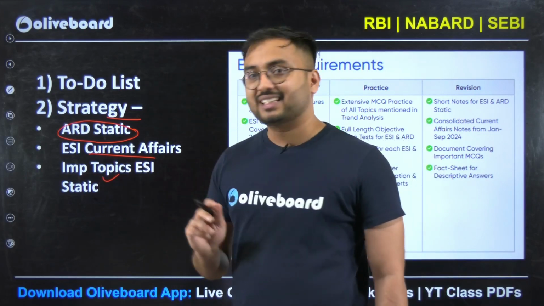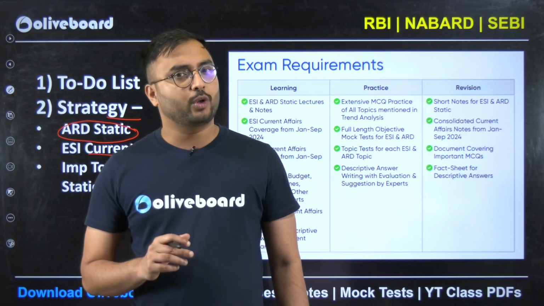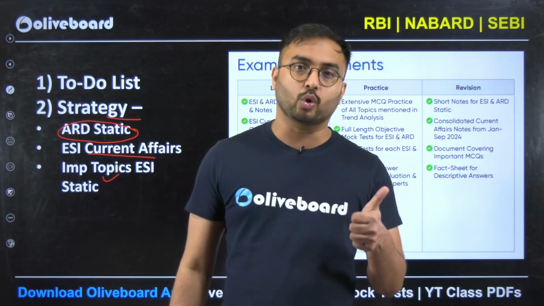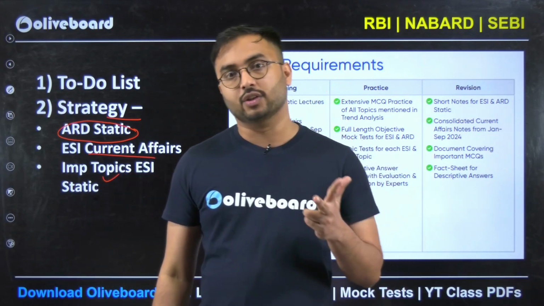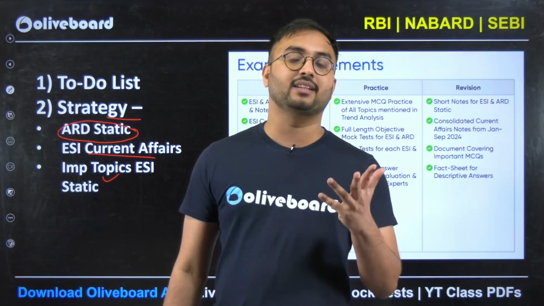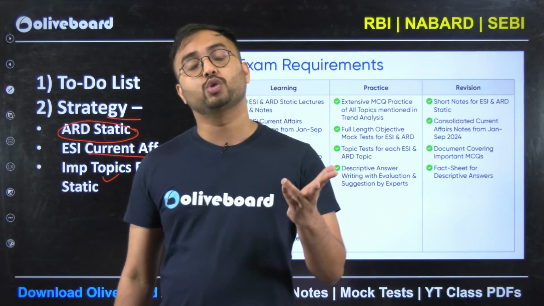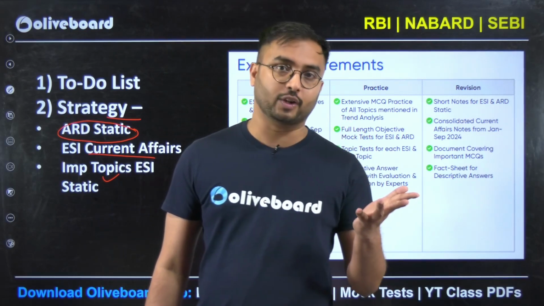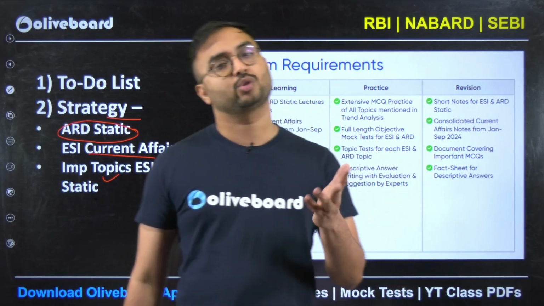Important topics for ESI static are also there. Which are these important topics? First is economic growth, development, international institutions, and then even some of the other ancillary topics such as the social issues topics and demographic topics like migration, urbanization and social issues.